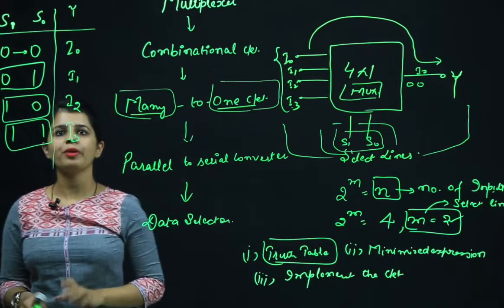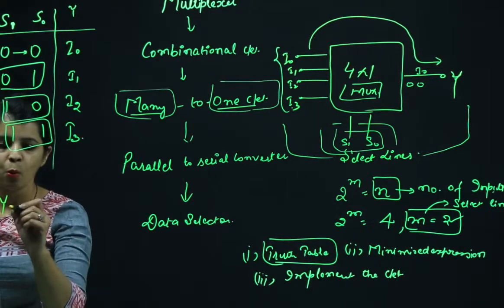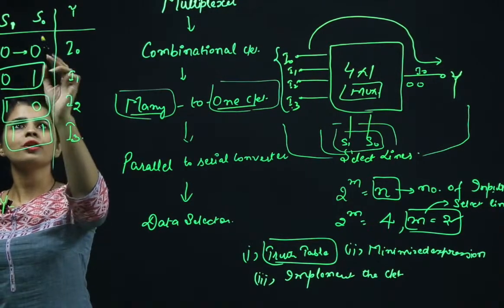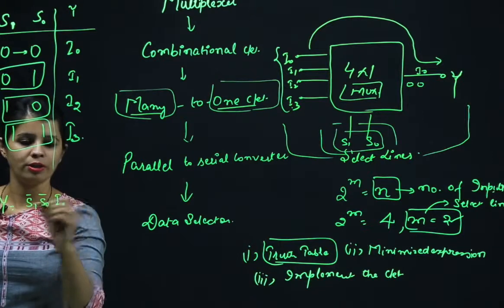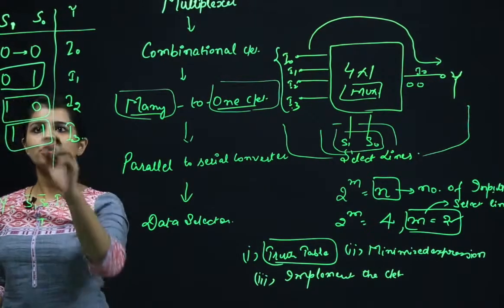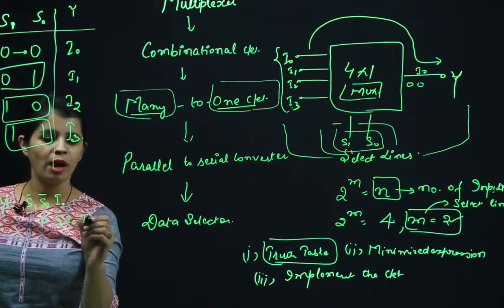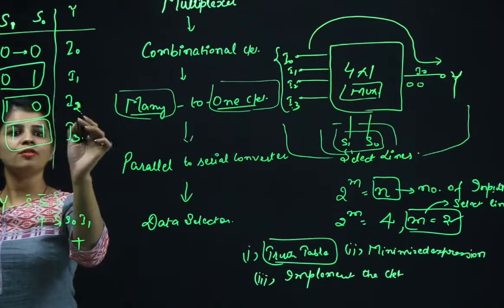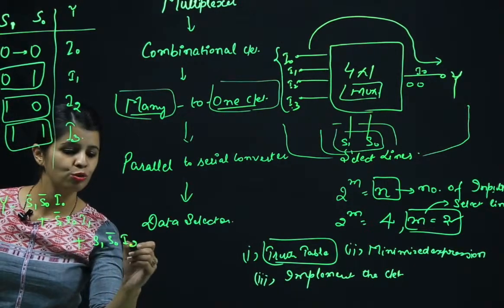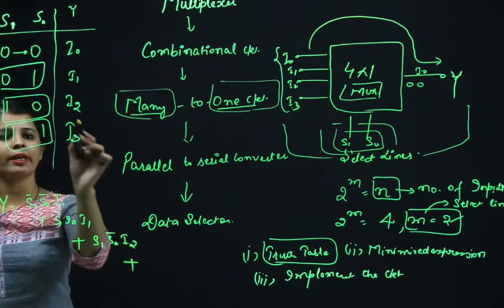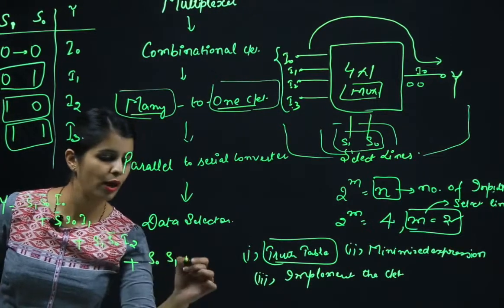Now finally I have to write down the expression. Y is equal to, here it is 0, 0, so it can be written as S1 bar S0 bar into I0, plus for the second term we have S1 bar and S0 into I1, plus next for I2 we have S1 and S0 bar I2, and plus the last term is S0 and S1 I3.